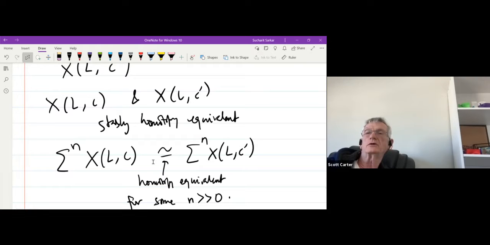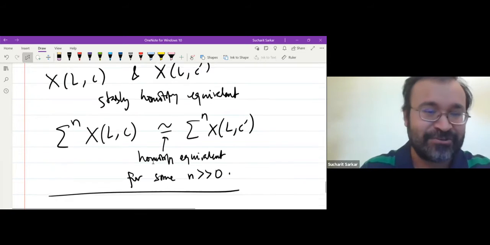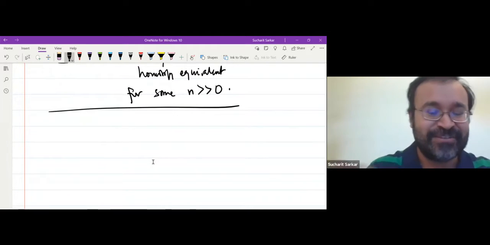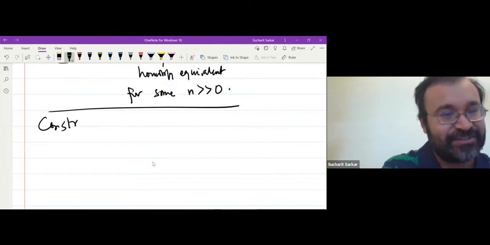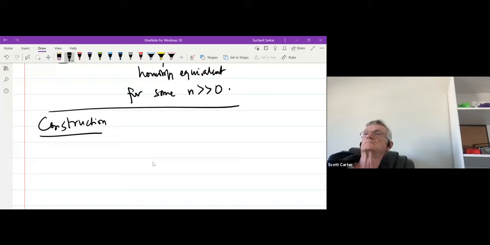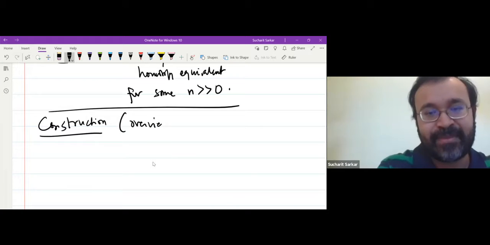Are you going to give us some indication of how to construct this space? That's right. So that's my next goal. Okay, so let's start. Now how to construct. That's the rest of the talk actually. So here is a construction overview.